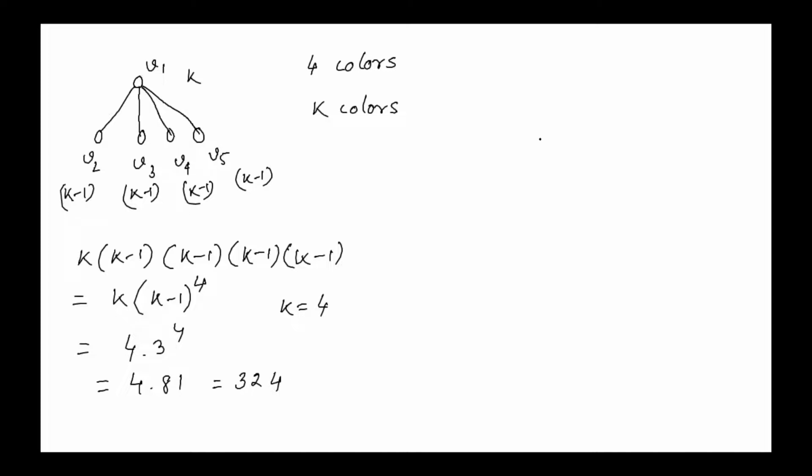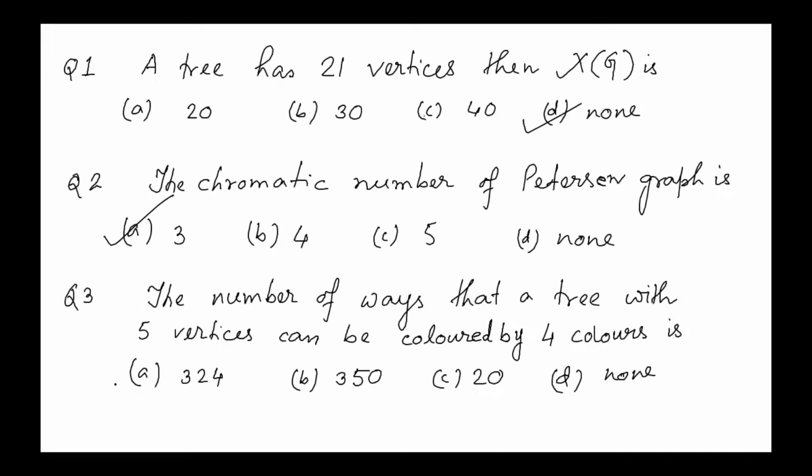that is 324. Even if you draw the tree this way, with 5 vertices, then also you will have the number of ways K into (K minus 1) to the power 4 to color this tree. So option A is the correct answer.